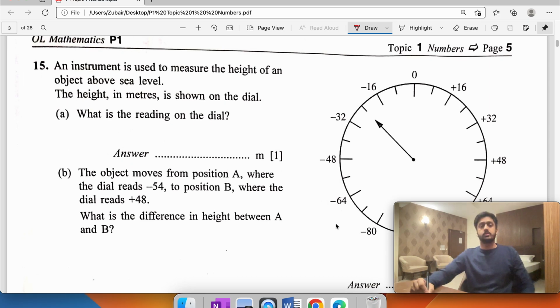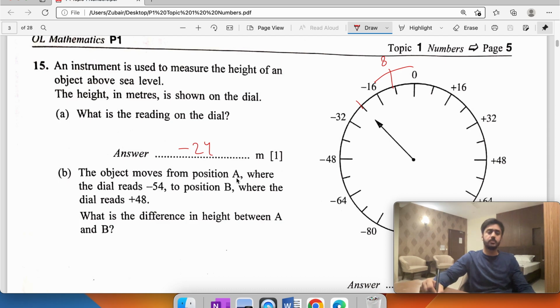Question 15. An instrument is used to measure the height of an object above the sea level. The height in meters is shown on the dial. What is the reading on the dial? So it is between 16 and 32, and we can see that this is 16, half of it is 8, so this becomes minus 24.